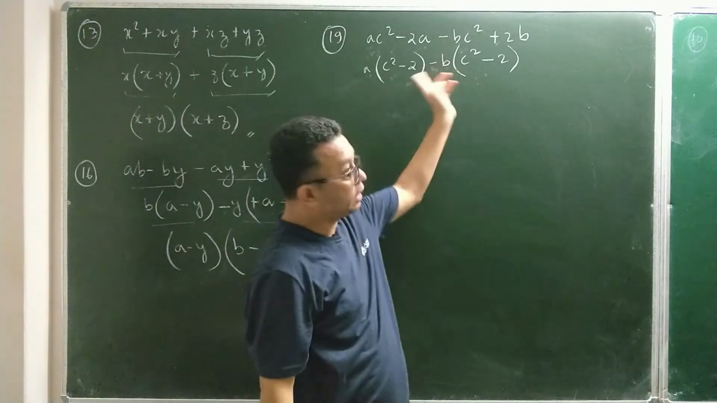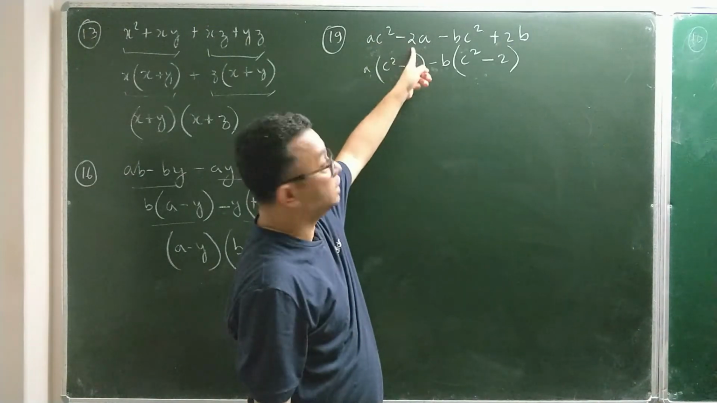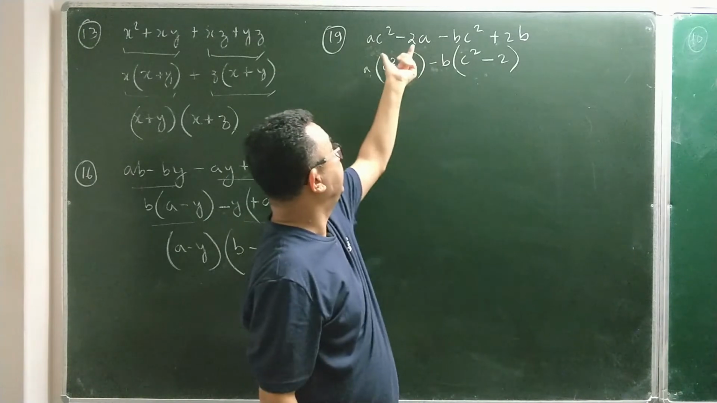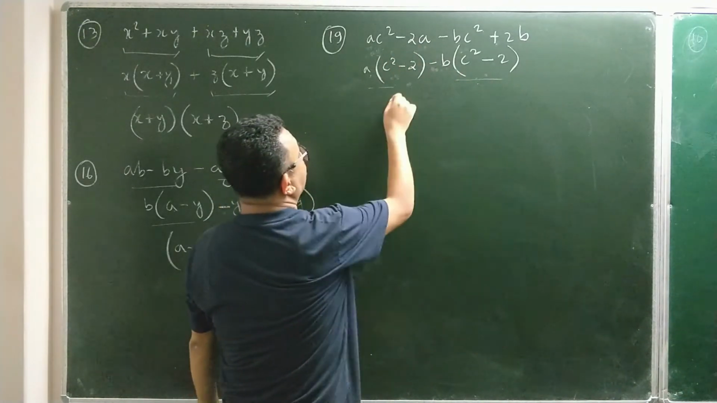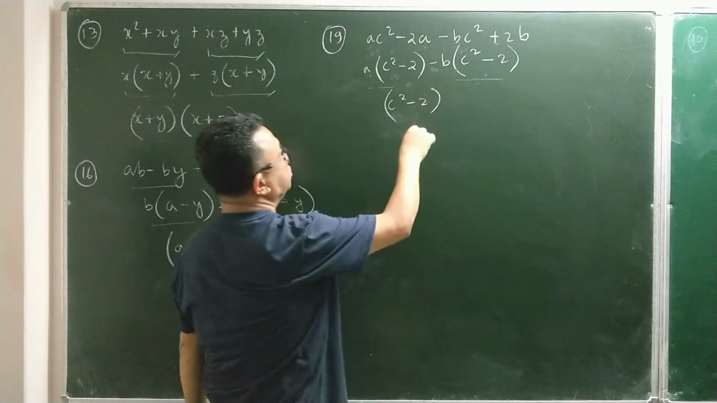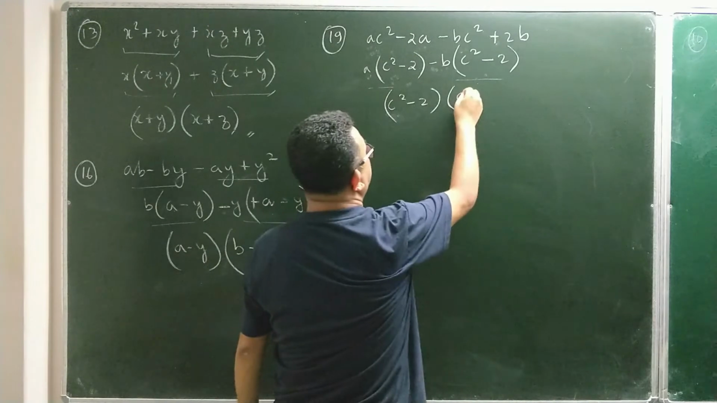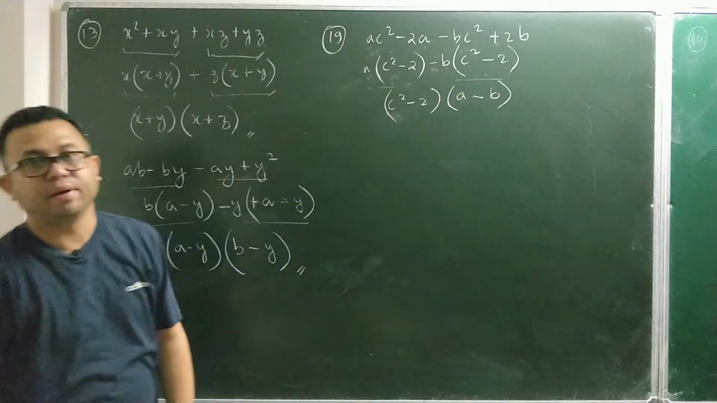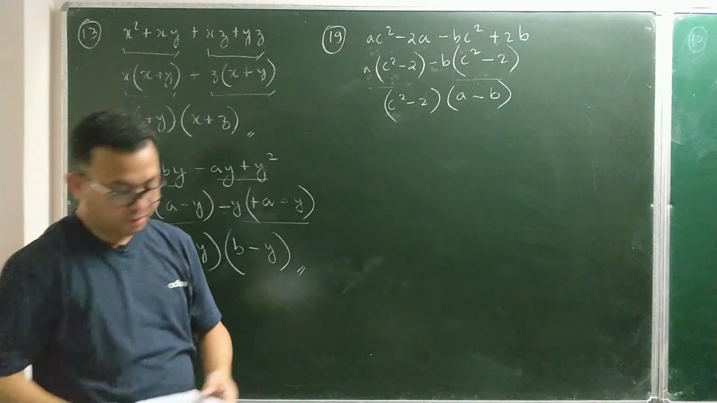In case I did not get the same bracket, then I have to change the pairing. Maybe I'll not pair this with this, I'll pair this and this, or maybe I'll pair the first and the last one. Pairing means writing it together. Now since between this bracket and this bracket c square minus 2 is common, let me take c square minus 2 common from here and here. From here, taking c square minus 2 common, a is left, and from here b. So this is your final answer. That is your question number 19.